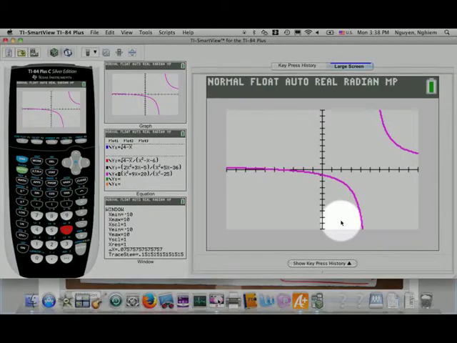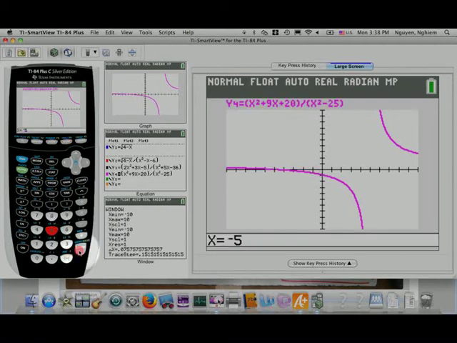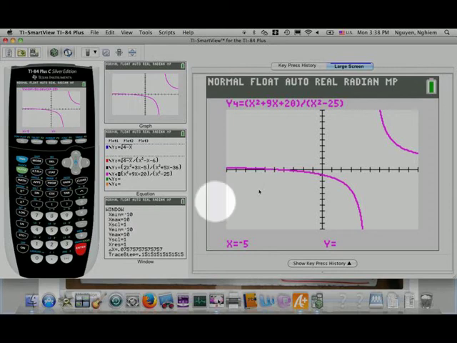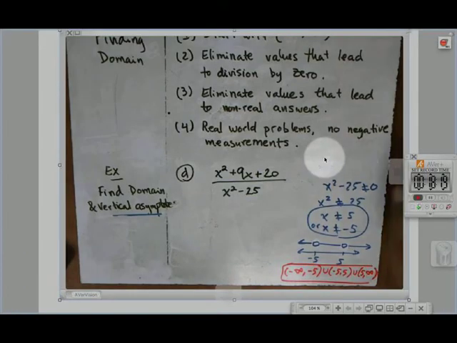Okay, and the reason for that, and you can try this, I'm going to hit trace and type in negative 5. And you can see that when you substitute in negative 5, you get nothing for the y value. There's nothing there. It's almost like there's a hole there. Okay? And so let's explore algebraically why that is.